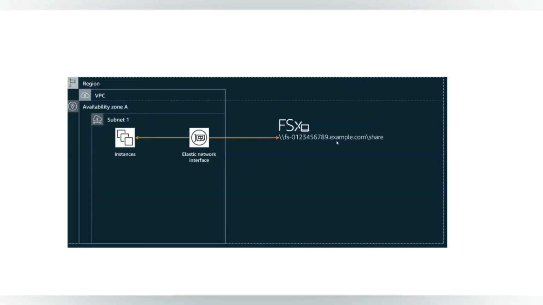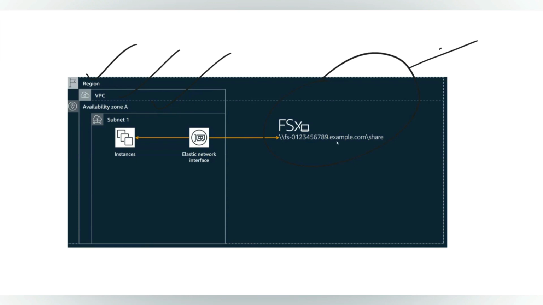When it comes to the architecture, in this example, you can see we have a region, and under that region we have a VPC, then we have an availability zone. You can either deploy your FSx file system in a single availability zone or in multiple availability zones for redundancy. In this example, as you can see, we have an FSx file system over here.